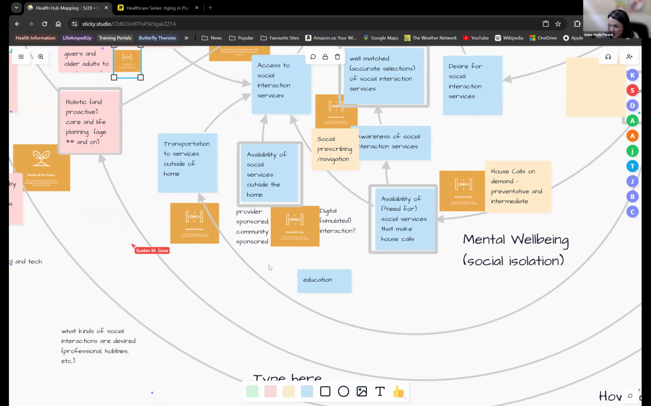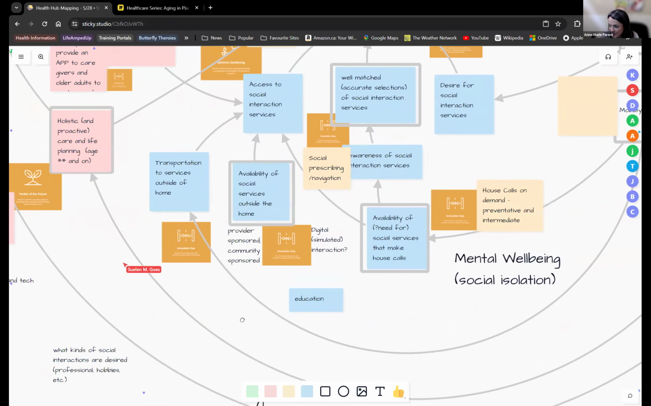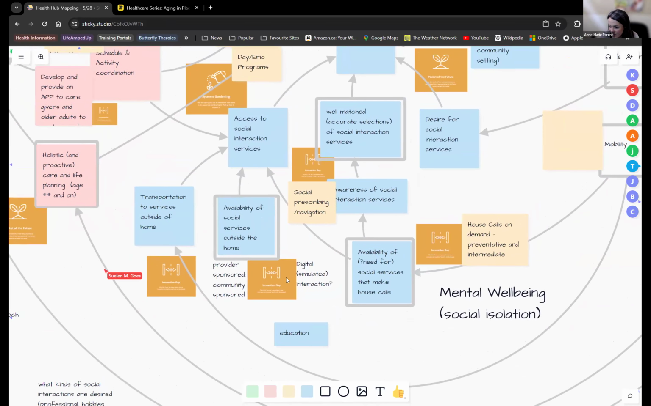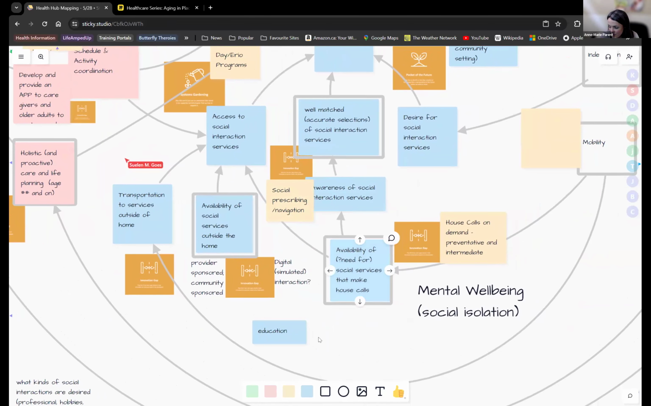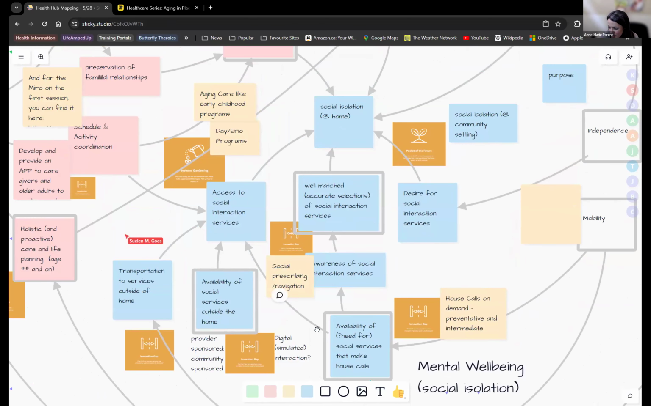Or I wonder, maybe what we could also do is just go where, because I see in this blue area there's a lot of innovation gaps. So do you want to talk about these innovation gaps around mental well-being and social isolation?